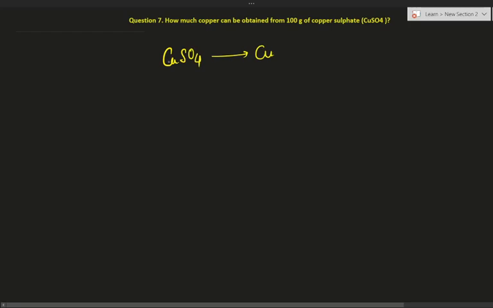Okay, so basically, we are heating or doing something to copper sulfate, and we are getting copper from copper sulfate. Okay, so let's see how we will solve. Basically we will use the unitary method here.